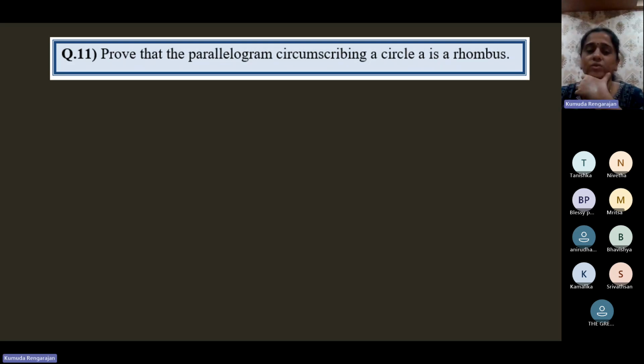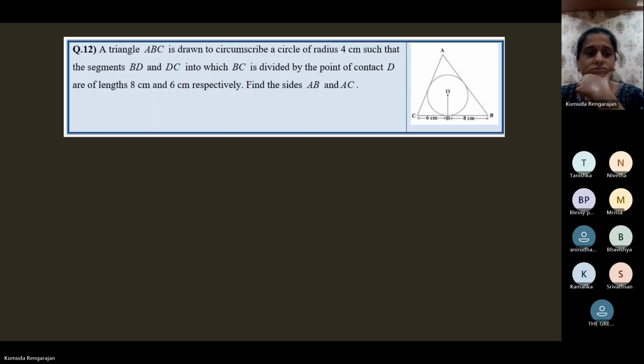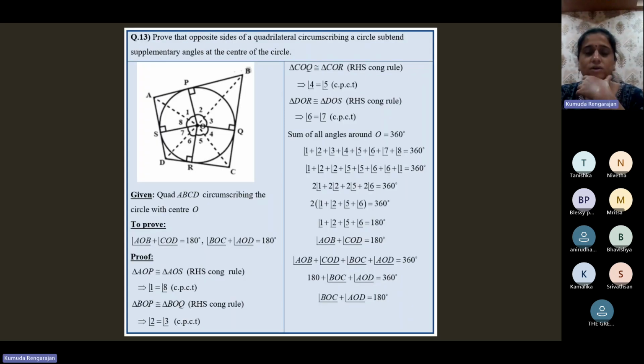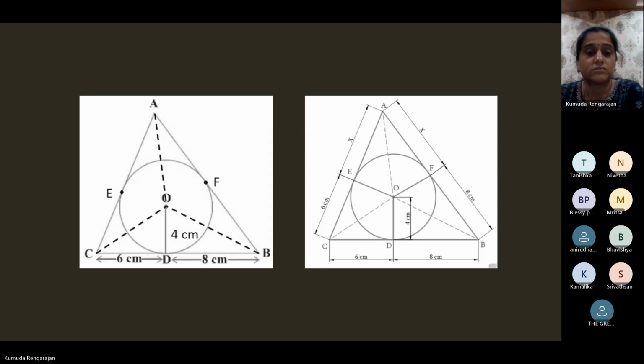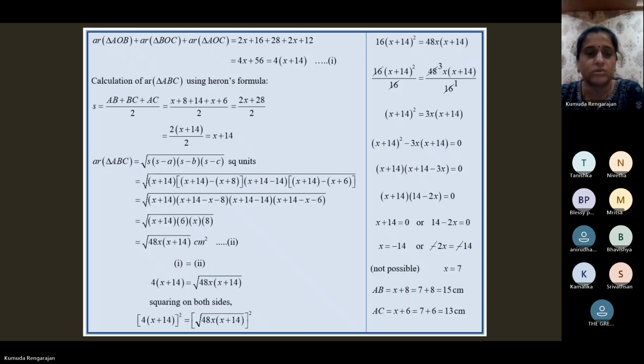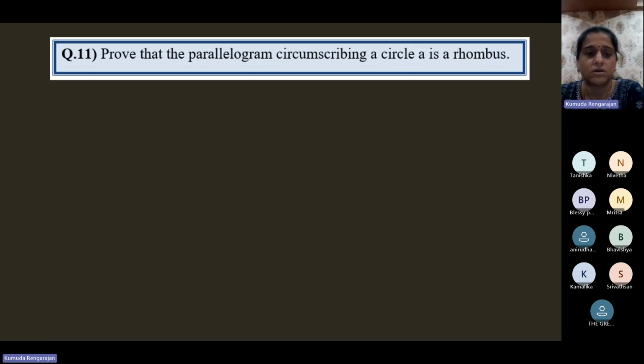Yeah, we'll wind up with this one. It's time. Questions 12 and 13 we'll do tomorrow, and we'll take up a few important questions outside NCERT in the next session tomorrow. I'll just wind up with this one.